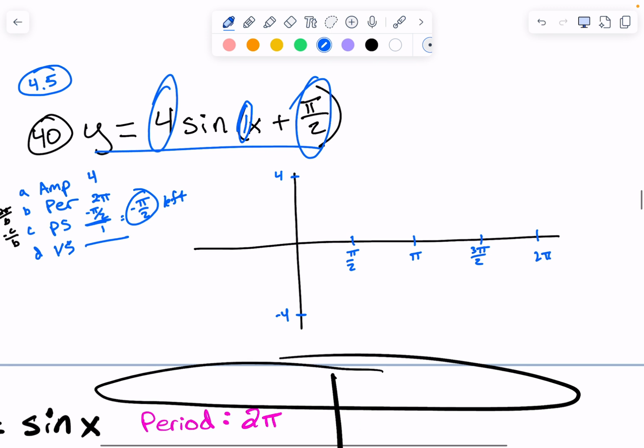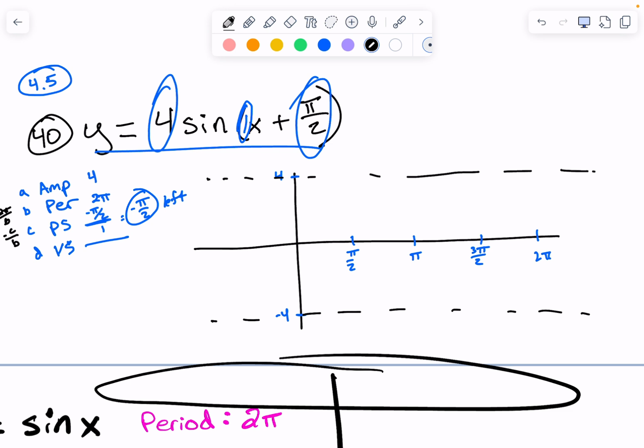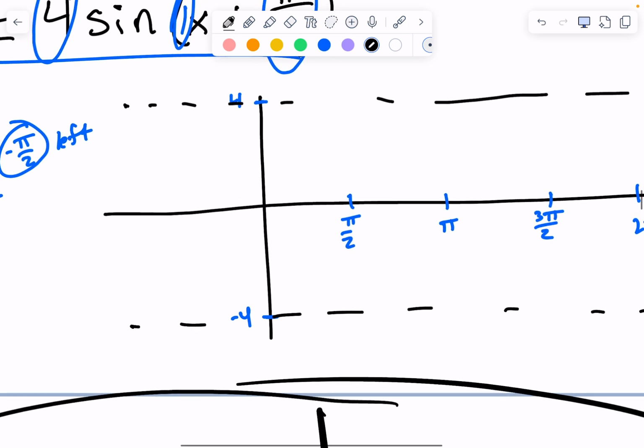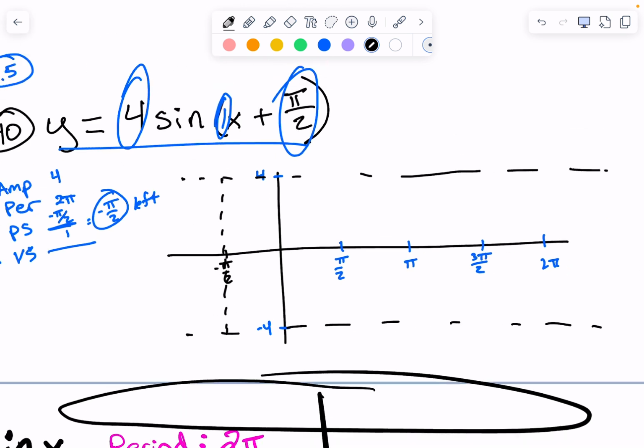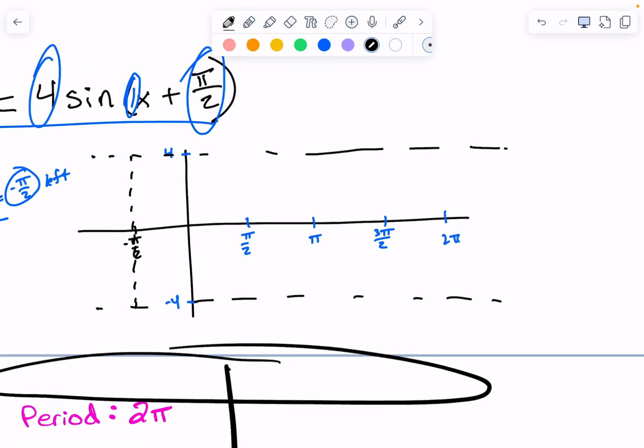So the deal here is we're going up to 4 and we're going down to negative 4. I'm going to do my little dotted line, right? And we are going left pi over 2. Pi over 2 is this far. Negative pi over 2, and that's where we're going to start him. Now, we still want the period to be 2 pi long, but where's he going to end? If we go left pi over 2, he's not going to end right here. He's going to end at 3 pi over 2, and that's where he will bounce in between.